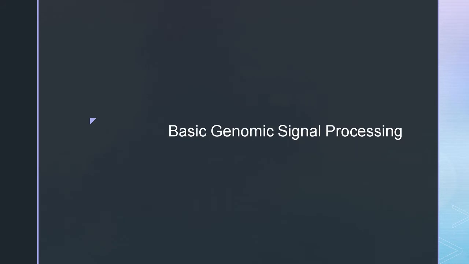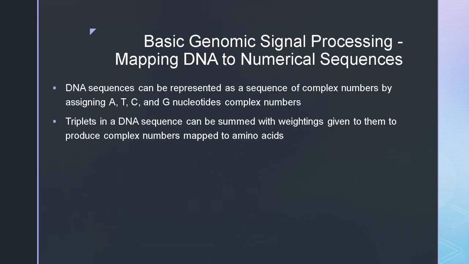So you might be wondering how signal processing might relate to DNA and proteins. If the four nucleotides, A, T, C, and G, are assigned complex numbers, then a DNA sequence can be represented as a sequence of complex numbers, which is essentially a discrete 2D signal. Triplets in sequences of nucleotides can be summed with weightings given to them based on their order to produce a complex number that can be mapped to the amino acid that they represent.